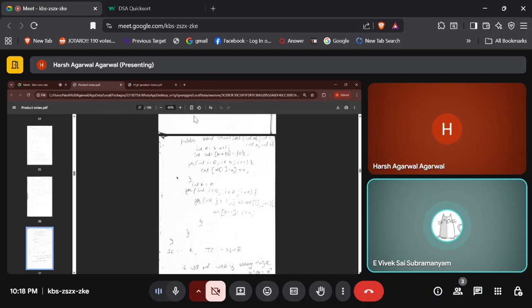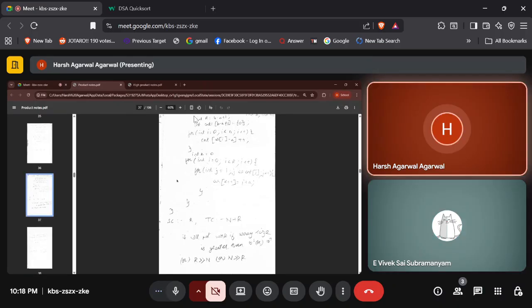Count sort is that we take one array. In that array, we fill it with frequencies, and based on those frequencies we sort it. Count sort is nothing but the indexing. Leave it off. Okay, next.